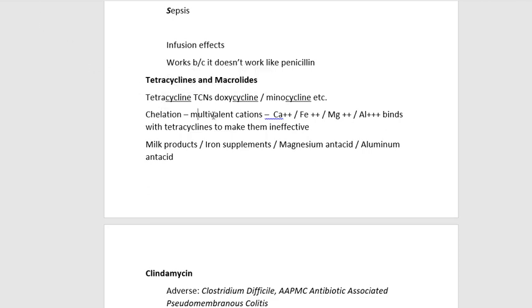So chelation is when you have a multivalent cation, and if you haven't had chemistry in a while or haven't had chemistry at all, multi just means more than one, and then valent means valence. So we're talking about the outer shells of these. So multivalent cations means that we have these pluses that are going to bind with something else.